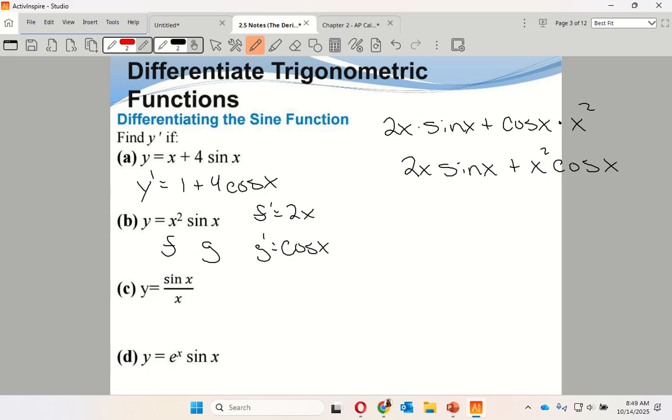Where did you get the x squared from? Because this is going to be f prime times g plus g prime times f. And that's why I said it's important at the very beginning when you're doing these problems, label everything that we're going to do, and then we can just plug in and use the formula.